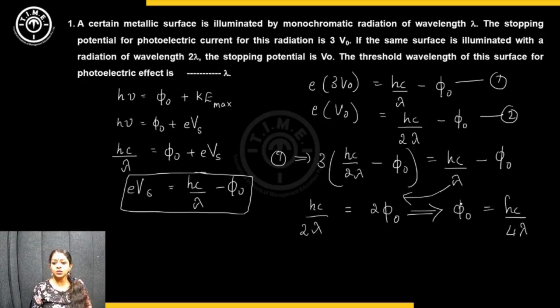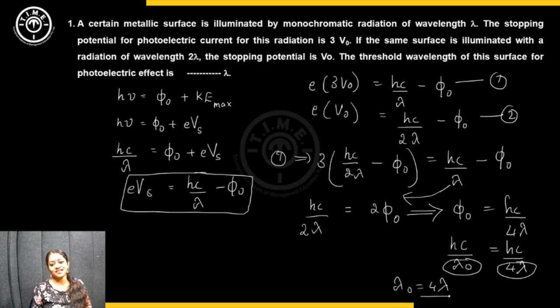And what is phi 0? It is the work function. We know the equation of work function in terms of threshold wavelength, that is hc by lambda 0, and you got it as hc by 4 lambda. Comparing these two equations, you can understand the value of lambda 0 is nothing but 4 lambda. Okay, so the value of threshold wavelength is 4 lambda. So the answer for this question is 4. The threshold wavelength is 4 times lambda. Hope the solution is clear. Shall we proceed to the next question?